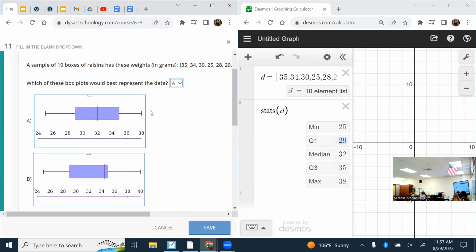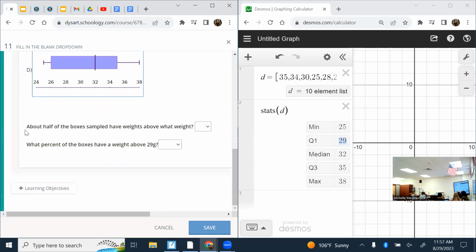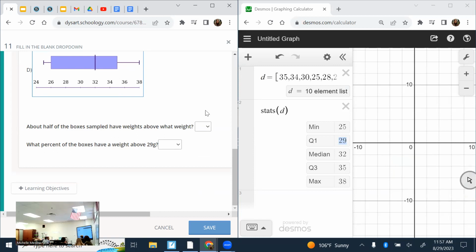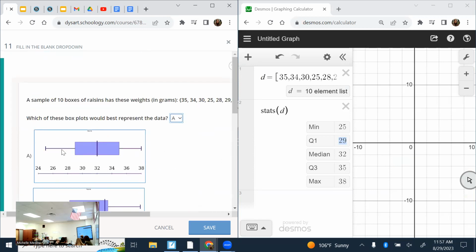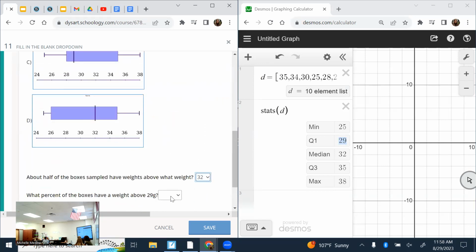Okay, so there's that. And then the rest of the questions say, about half of the boxes sampled have weights above what weight? Well, if I look back to box plot A, where is my halfway point of a box plot? On this one, it's 32. So the halfway point of a box plot is the middle line of your box, right? So then the answer for that one would be half of them are above 32, and half of them are below 32.